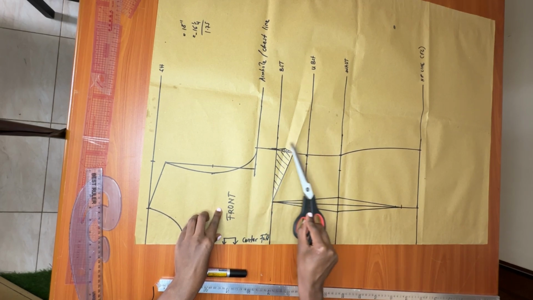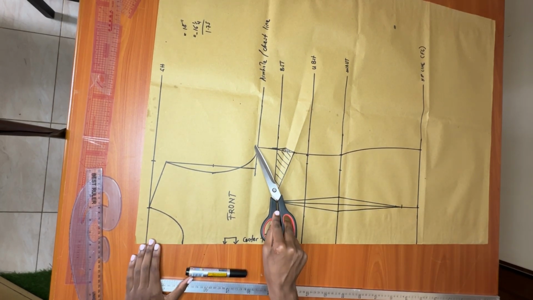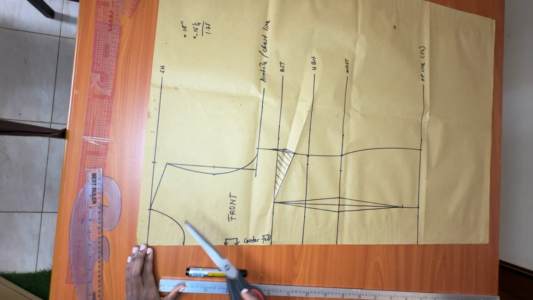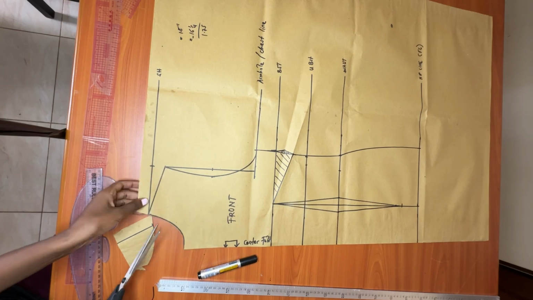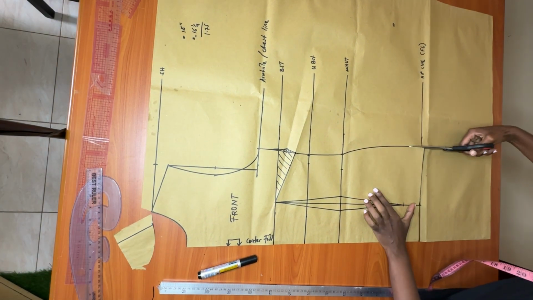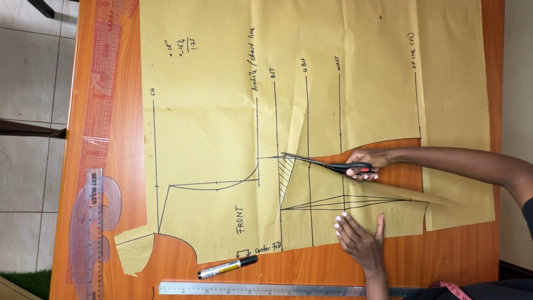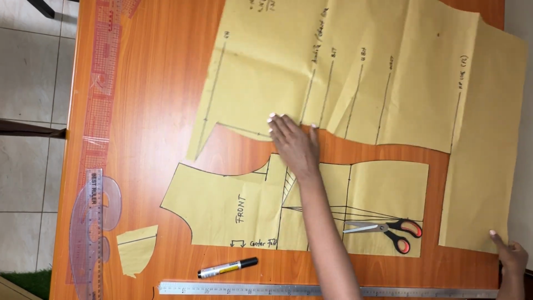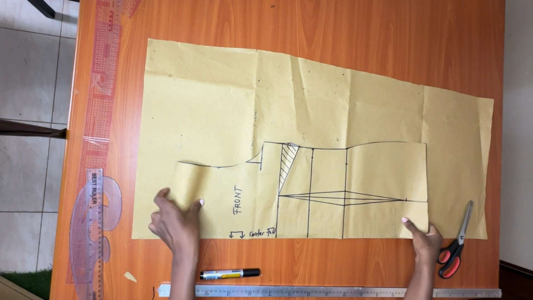You can add allowance to the side, maybe 0.5 or 1 inch, but then along the armhole, the neckline and the shoulder, it should be 0.5. Then at the hemline, you can add 1.5 or 2 inches, depending on your preference. So that's it. We're going to move on to the back.